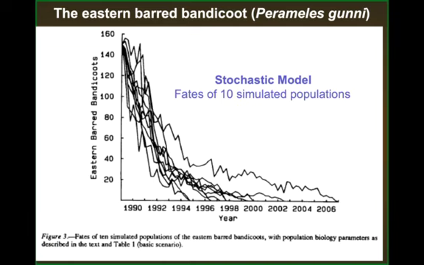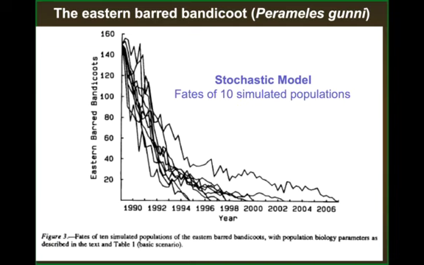So what figure 3 of the paper is showing is an example of some of the outputs from their stochastic models. Remember, you have to run stochastic models multiple times. This shows 10 different runs. Normally, you would run it hundreds or thousands or tens of thousands of times or more. We have the computing power to do that now. But in this case, it's showing the fates of 10 simulated populations of the eastern barred bandicoots with the population biology parameters as described in Table 1 under the basic scenario.